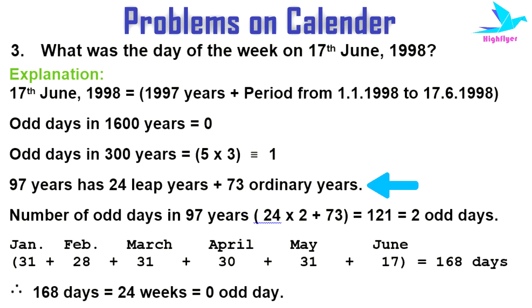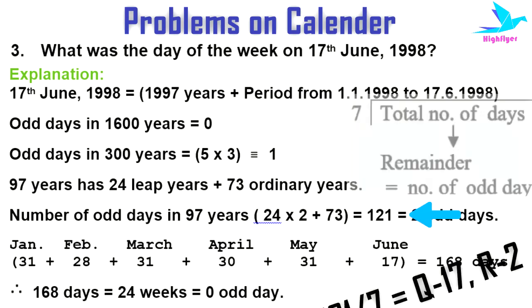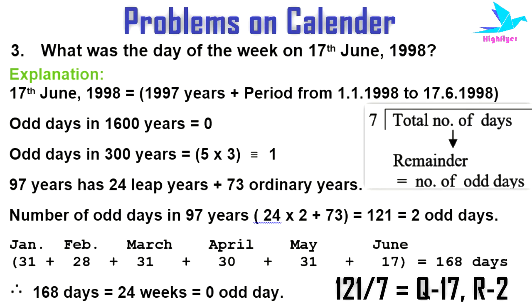Now as every 4th year is a leap year, 97 years has 24 leap years plus 73 ordinary years. So the number of odd days in 97 years equals 24 into 2 plus 73. That is equal to 121 odd days. Now 121 odd days can be converted into 17 complete weeks plus 2 odd days. So the resultant number of odd days equals 2 odd days.